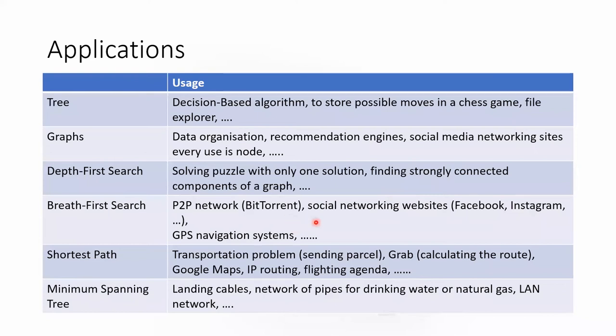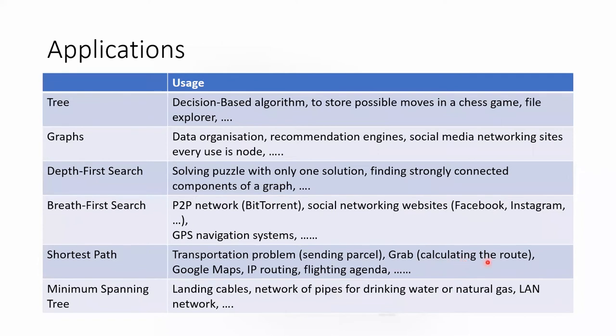And next, GPS navigation systems. It is also, you can use a breadth search. Then next one, we go to shortest path. So what are the applications? Transportation problems, like in a parcel company, you try to save some oil money, or trying to be more efficient, so that you can send more parcels. You can calculate, from one destination to another destination, what is the shortest path to send the parcels.